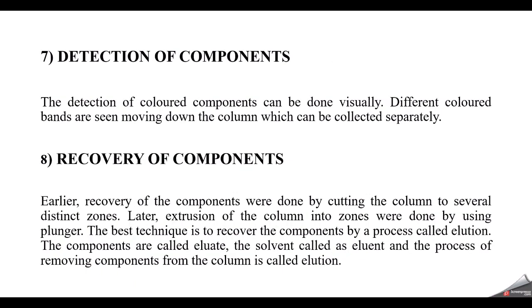Detection of components. The detection of colored components can be done visually. Different colored bands are seen moving down the column, which can be collected separately. The next is recovery of components. Earlier, recovery of components was done by cutting the column into different distinct zones. Later, extraction of the column zones was done by using a plunger. The best technique is to recover the components by a process called elution. The solvent is called the eluent, and the process of removing components from the column is known as elution.